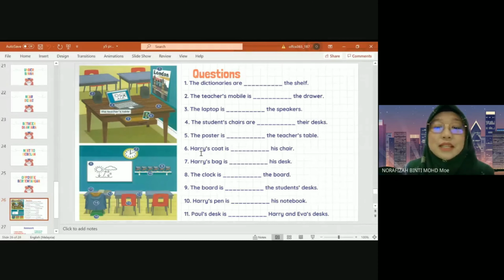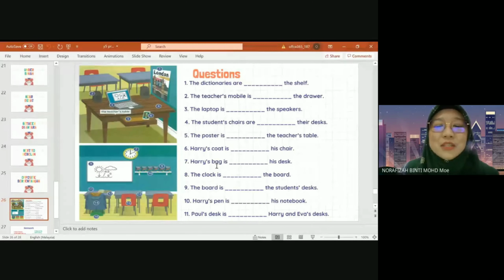Okay, number six, Harry's coat, okay here, number 14 ni, Harry's coat is his chair. Harry's coat, chair tu ada dekat, so what's the answer? On, teacher, on. On, yes, okay, marvelous, on, Harry's coat is on his chair. On, teacher. Okay, thank you, on.